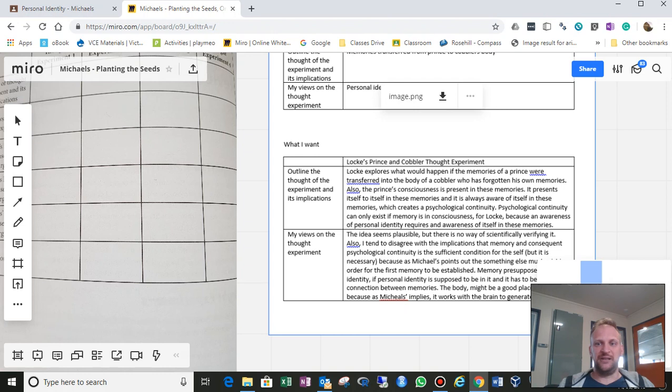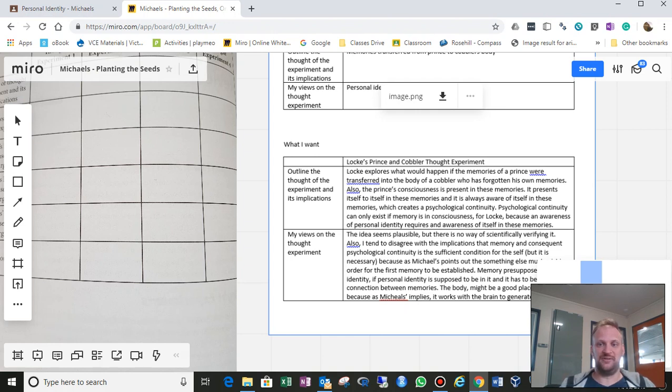This, for me, when I'm answering this, really points out what I think is extremely important in this experiment. That is a demonstration of how psychological continuity, which is the result of a chain of memories connected by a consciousness's awareness of itself in them, is what creates personal identity for Locke. These are my big thoughts. Psychological continuity can only exist if memory is in consciousness for Locke.